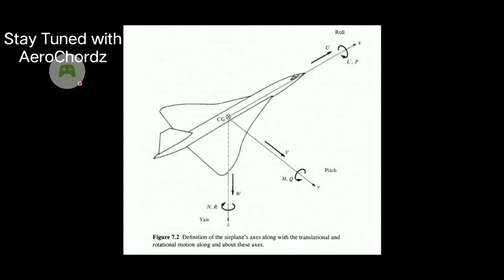Hola amigos, now let's start chapter 7, that is Principles of Stability and Control of Airplane, and this is the introduction, first topic. And here you are seeing the airplane defined by the axis, moments and velocities. And as you can see, the XYZ axes are passing through the CG that is defined locally.